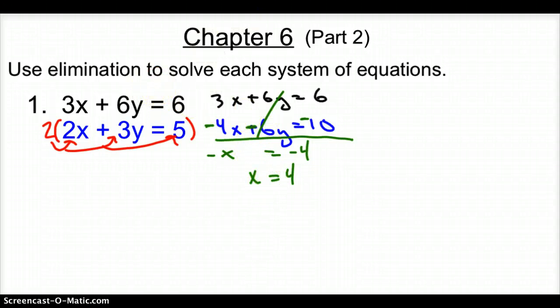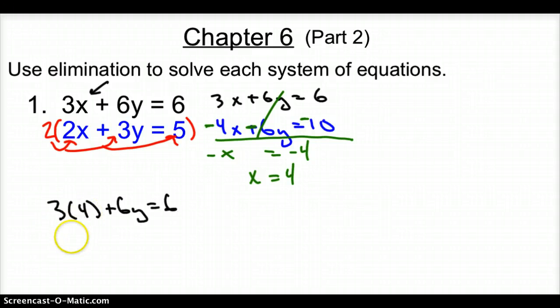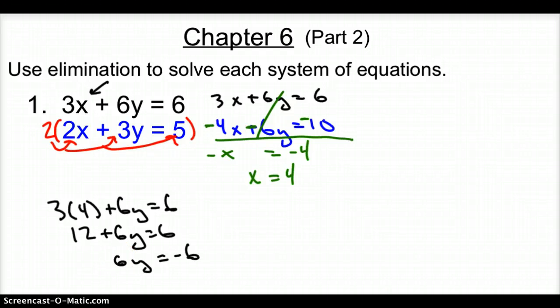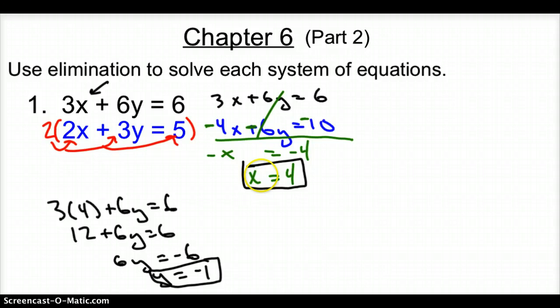So I'm going to use the black equation. I'm going to plug the 4 in for that x. So it's going to be 3 times 4 plus 6y equals 6. We solve: 12 plus 6y equals 6. 6y equals a negative 6. Y equals a negative 1. So again, our answers for this system are x equals negative 4 and y equals negative 1. I'm sorry, x equals 4 and y equals negative 1.